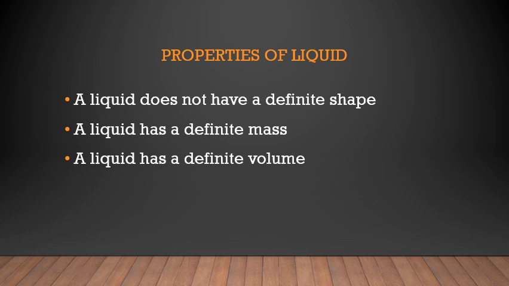Then comes the properties of liquid. A liquid does not have a definite shape. A solid has a definite shape. A liquid does not have a definite shape. A liquid has a definite mass. As I told you, the mass remains constant for solids and liquids. A liquid has a definite volume. If you take 1 liter of water, it will remain as 1 liter of water. Understood? So a liquid does not have a definite shape. A liquid has a definite mass. A liquid has a definite volume.